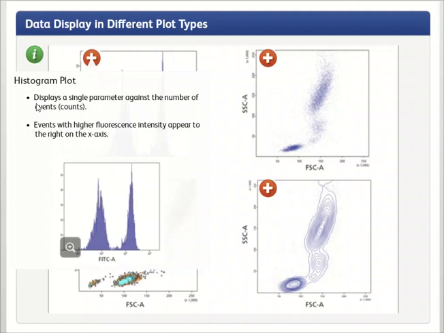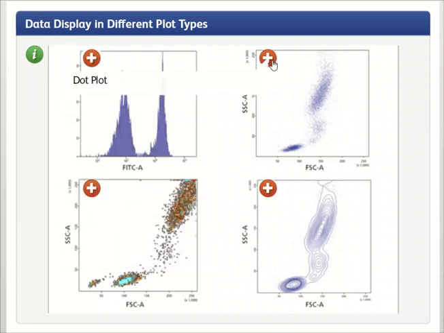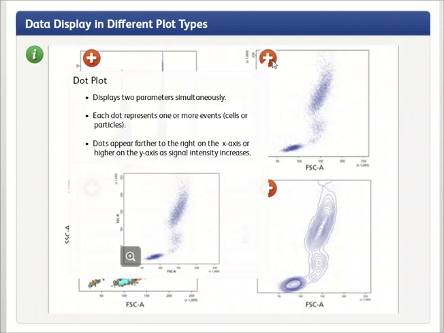A histogram displays a single parameter against the number of events or counts. Events with higher fluorescence intensity appear to the right on the x-axis. A dot plot displays two parameters simultaneously. Each dot represents one or more events, cells, or particles. Dots appear further to the right on the x-axis or higher on the y-axis as signal intensity increases.